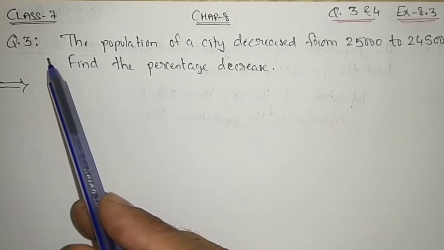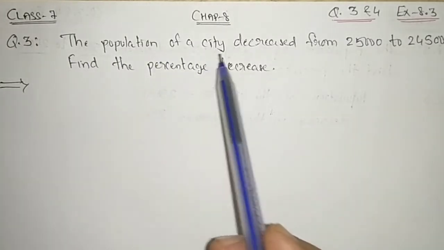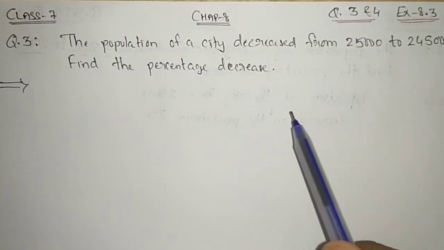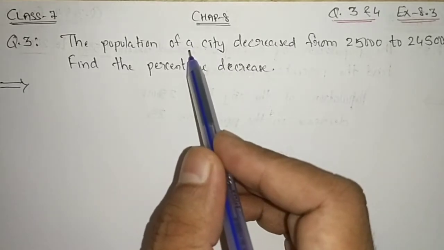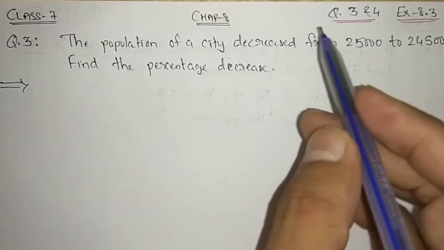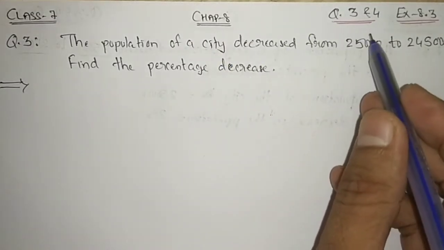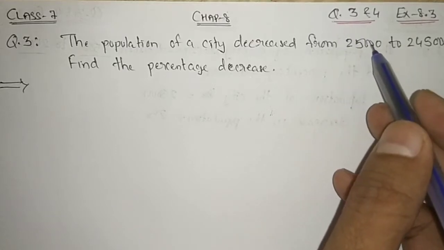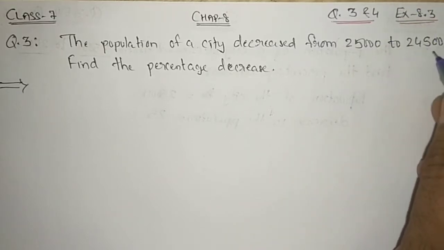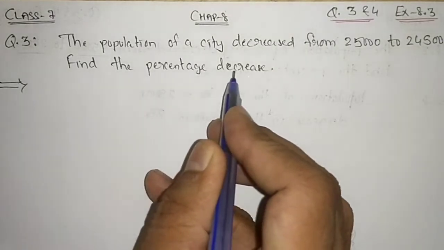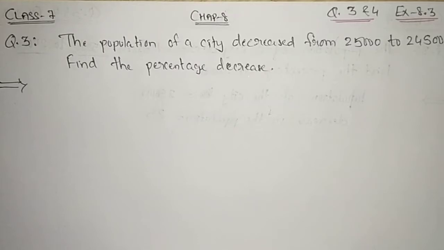Question number 3 says the population of a city decreased from 25,000 to 24,500. There is one city in which the total number of people residing in that city decreased. Before the decrease it was 25,000. When the population decreased, it became 24,500, and they told us to find the percentage decrease. So we have to find, in percentage, the amount which has decreased.